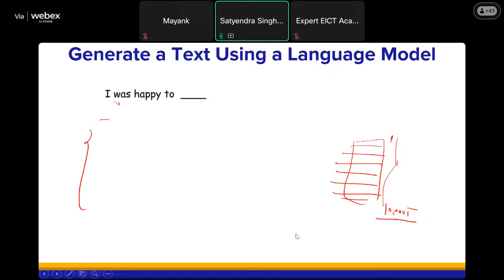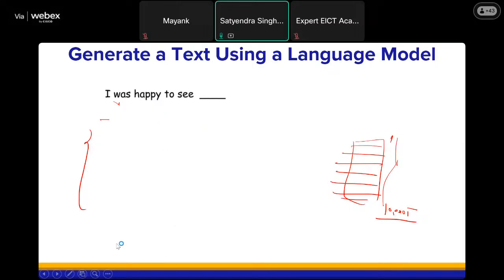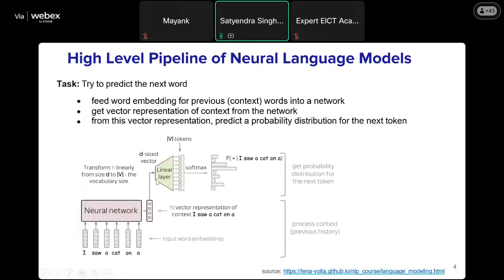Still, we have not started how it is done using natural language tasks. If we see a high level pipeline of any neural network model, the neural language models basically, because we are sticking to the language tasks.